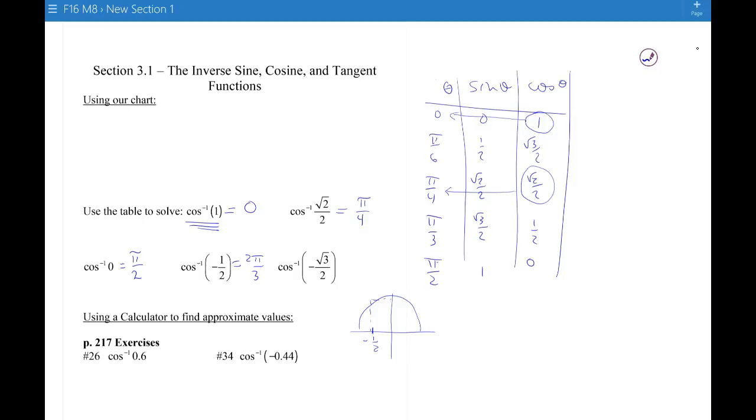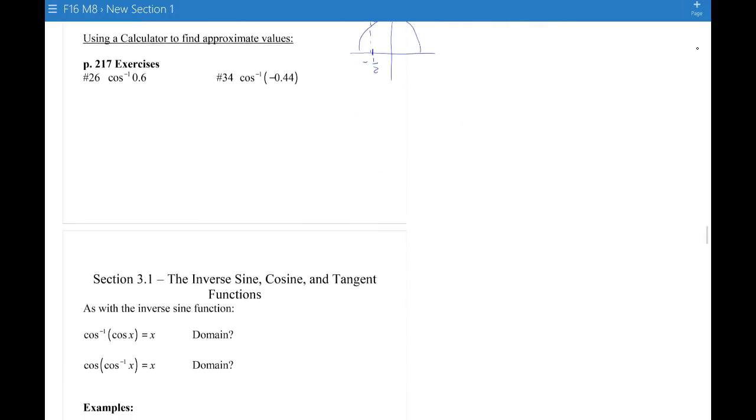And then where is the cosine negative root 3 over 2? That's going to be at 5 pi over 6. Okay, so we'll work together using our calculator to find these approximate values. So do make sure to bring your calculator to class on Monday.